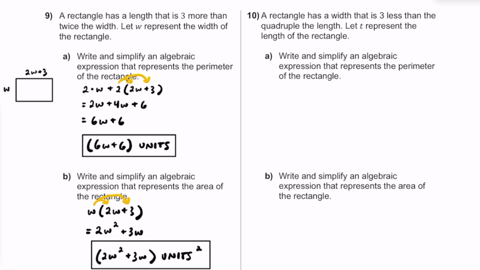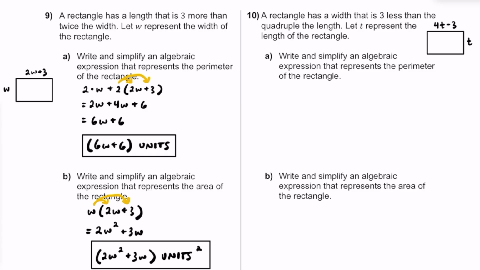For number 10, this one's very similar. We have another rectangle here, so let's go ahead and sketch one out. All right, so it doesn't matter which one you really label as what, but we have a rectangle that has a width that's going to be 3 less than quadruple the length, and t is going to represent the length here. So I'm going to go ahead and say that this side is t. It really doesn't matter again. The other side is going to be 3 less than quadruple whatever that length is. So quadruple means we're multiplying it by 4. So I think we're going to have 4t, and it's 3 less than that, so it's going to be 4t minus 3.